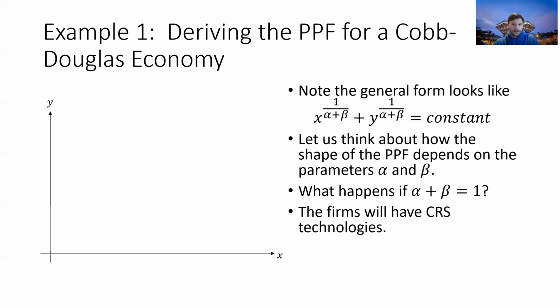I already see a couple folks in the chat are very astute. They're like, hey, that means if we plug in 1 for alpha plus beta, what type of function does the PPF become if alpha plus beta is 1? Think about the exponents on X and Y. What happens to it?